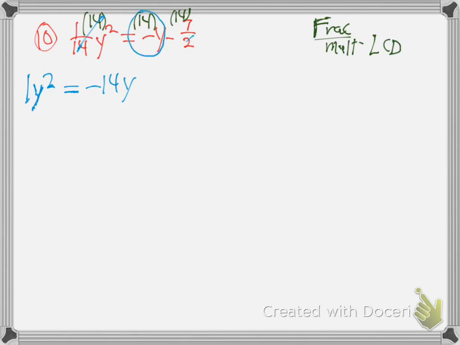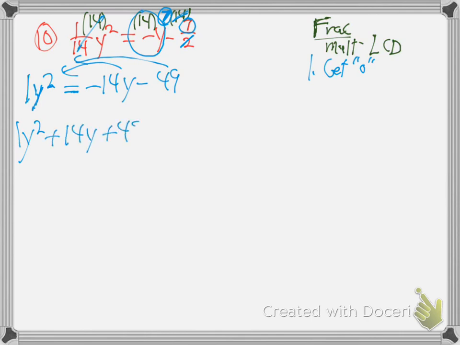Now what happens here? 2 goes into 14 7 times, and that becomes 49, right? 7 times 7. Okay, is that good? See what happened there? The 2 went into the 14. Left over 7 times 7, 49. Now what do we do? Step 1, get a 0. You got to get a 0. So jump both of these guys to the other side. So we have y squared, or 1y squared if you want, plus 14y plus 49 equals 0.